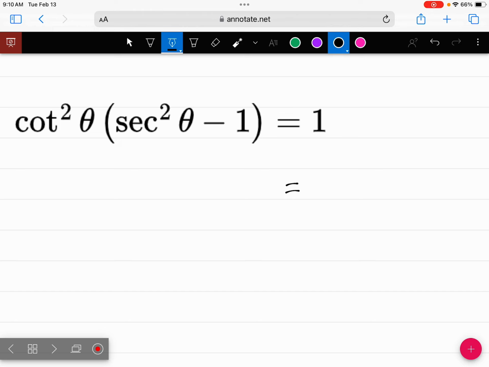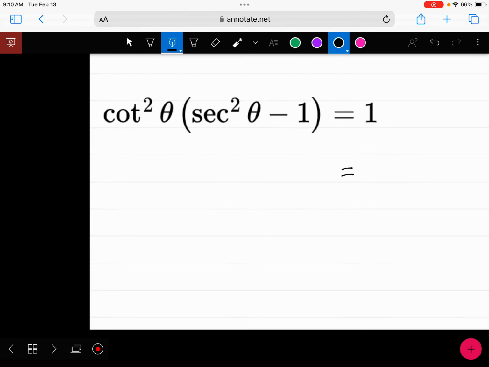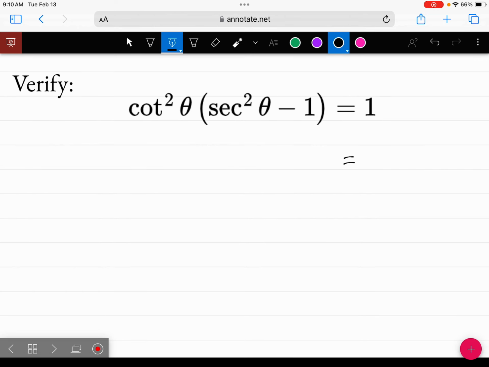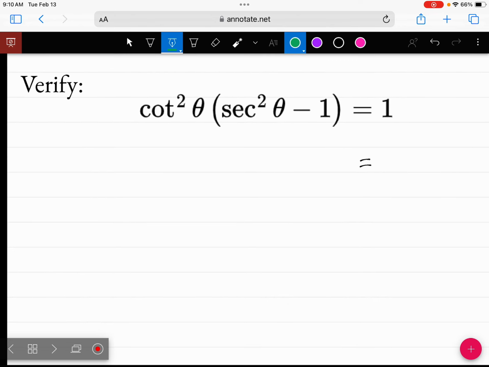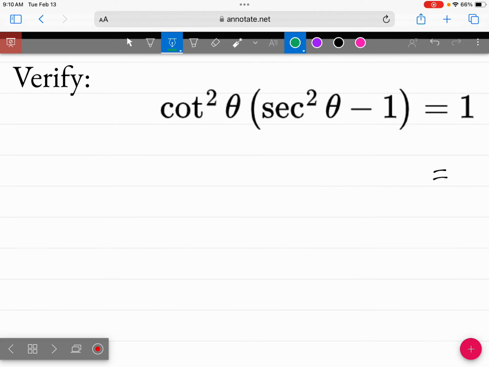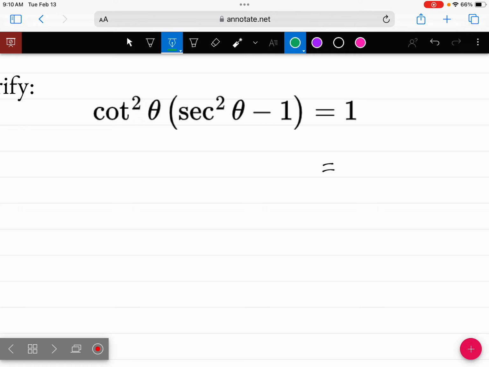We could change cotangent into sine and cosine. We could change secant squared into cosine and sine. We could distribute. I think distributing is probably the hard way. Or there's a trig identity that we can use. So there's lots of ways to go through it. So we can do it with switching to sine and cosine, but that is also a hard way.